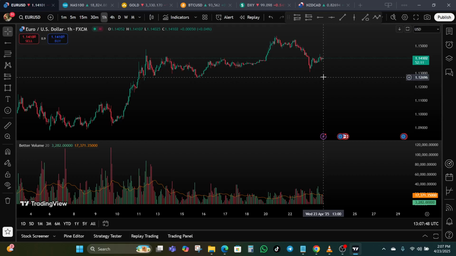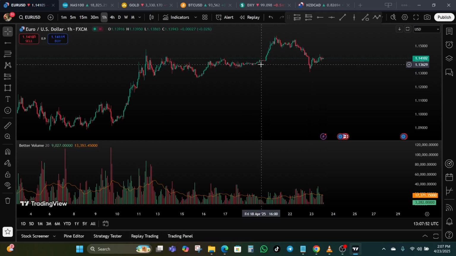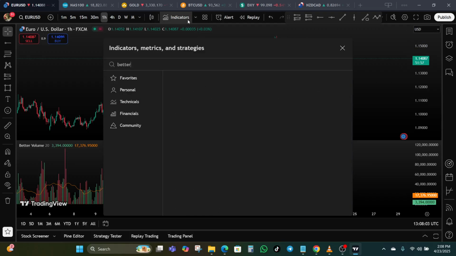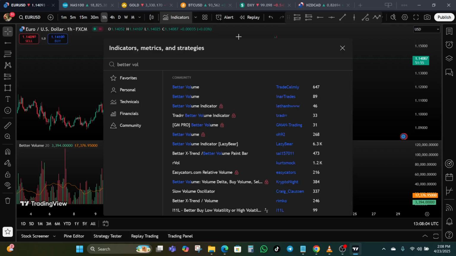Now, what is the core idea? Volume precedes price, right? When you understand the activity fueling price moves, you see the market with a whole new level of clarity.